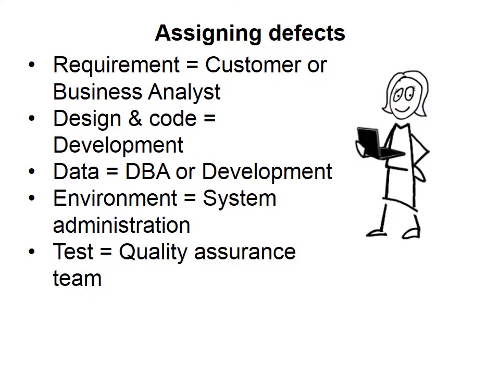Who should the defect be assigned to? That depends on the type of defect found. Requirement defects are assigned to the author of the requirements. Typically, this is the business analyst, but it could also be the customer. Design and code defects are assigned to the development team. Data defects would be assigned to a database analyst if one is on the project. Otherwise, they would be assigned to the development team. Environment defects would be assigned to the individual or team responsible for setting up and maintaining the environment where the defect was found. And test defects would be assigned to the appropriate QA analyst or team.